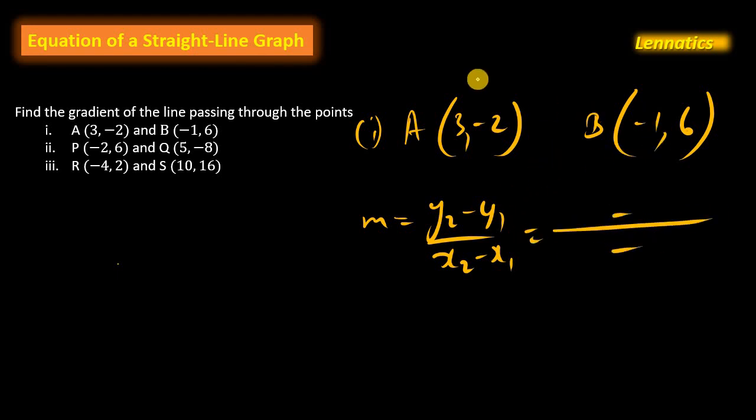All right, so let's label these xy, xy, the xy coordinates. The first point, the second point. The second y coordinate is 6, while the first y coordinate is negative 2. That's 6 minus negative 2. The second x coordinate is negative 1, while the first x coordinate is positive 3.